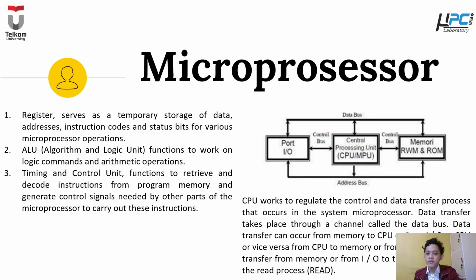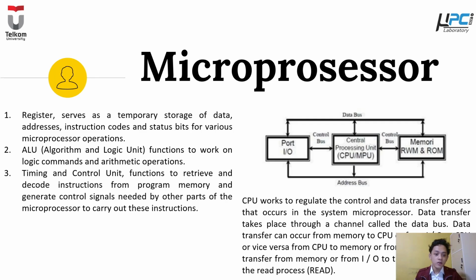So there are several parts of microprocessor. Microprocessor consists of three parts. The first part is register. Registers serve as a temporary storage of data, addresses, instruction codes, and status bit for various microprocessor operations. The second part is ALU, or Arithmetic and Logic Unit. ALU functions to work on logic commands and arithmetic operations. The third part is Timing and Control Unit. It functions to retrieve and decode instruction from program memory and generate control signals needed by other parts of the microprocessor to carry out this instruction.